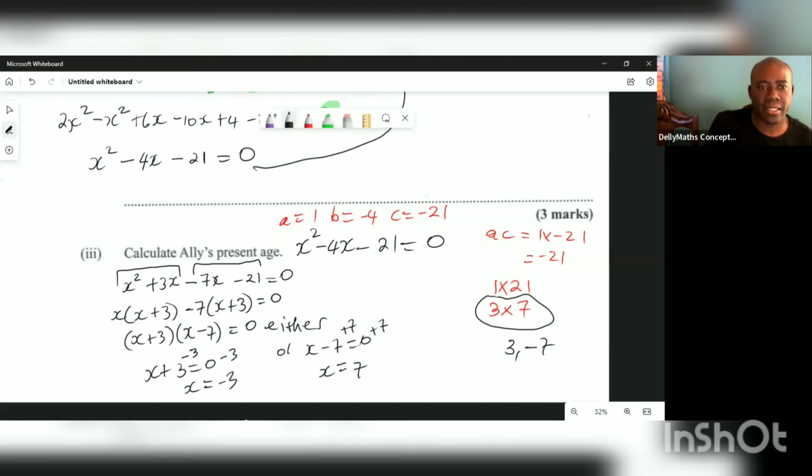Analyzing these answers, this is the answer. Ali's age is 7. Why we wouldn't use this is because you can't have a negative age. So you can't have negative 3 as an age. This person wouldn't have been born yet, right? So what we're suggesting is that this answer is theoretically okay, but it is not applicable in the context of somebody's age. So we're saying that Ali's age is 7, all right?